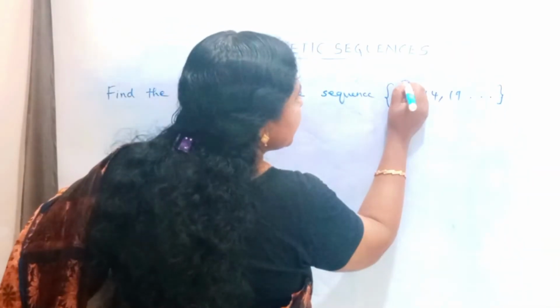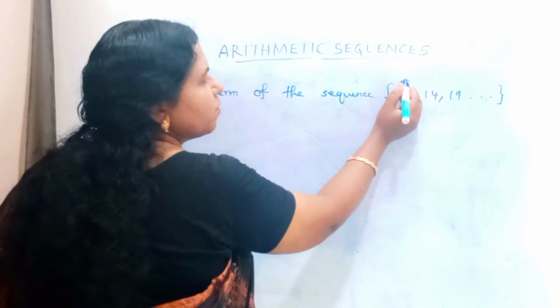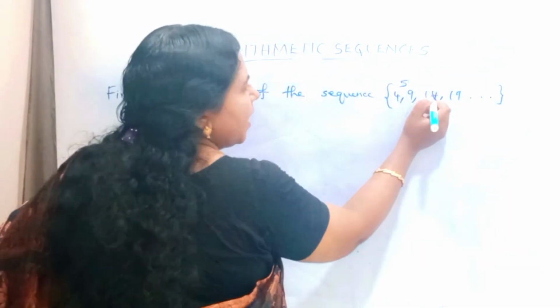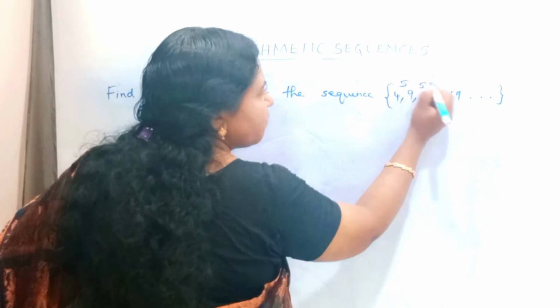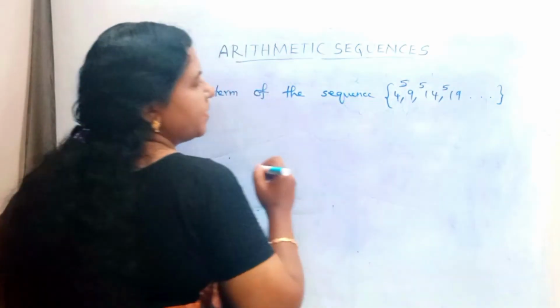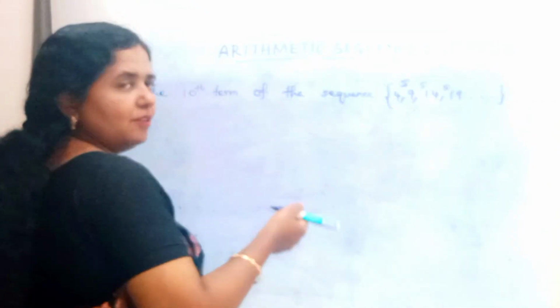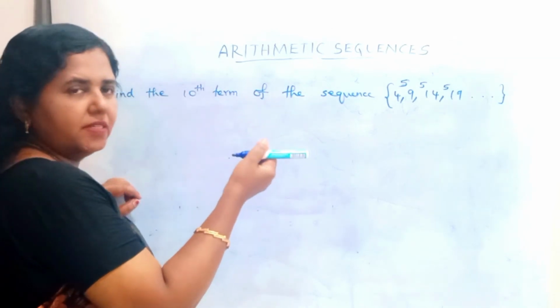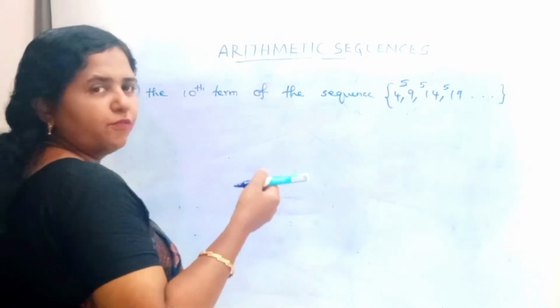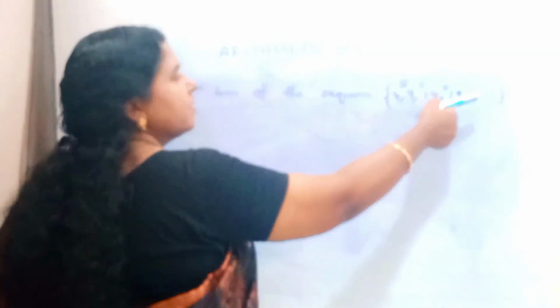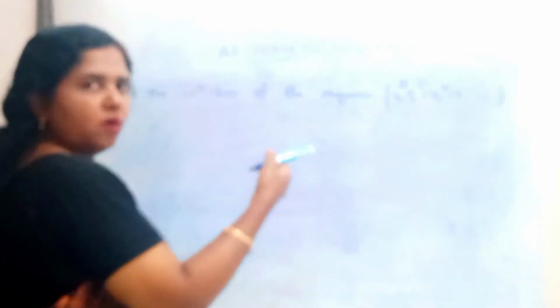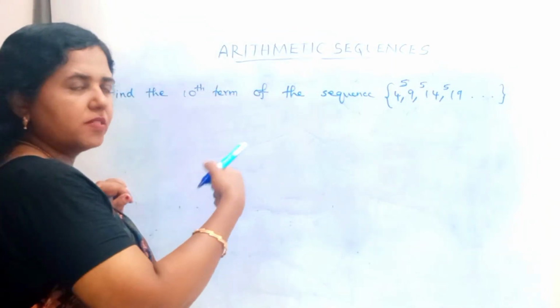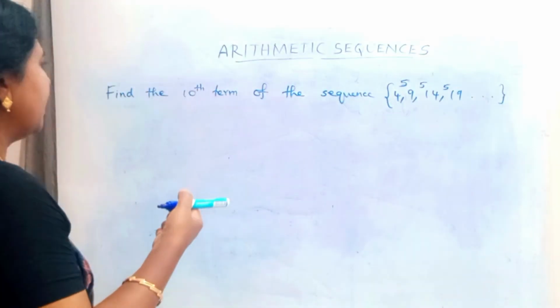Here the difference between these two terms is 9 minus 4, so it is equal to 5. And 14 minus 9 is also 5. Here also we have the difference as 5. So all the values are the same. The common difference is a constant, and it is equal to 5. So this becomes an arithmetic sequence, and we can use the formulas corresponding to the arithmetic sequence itself.